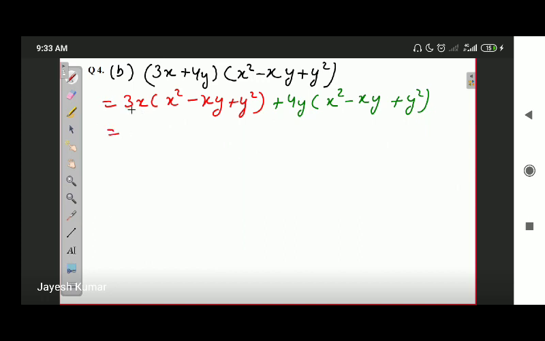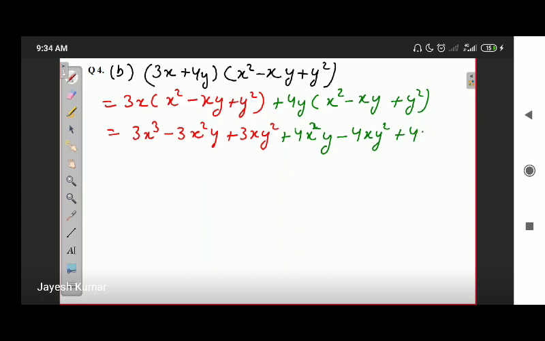So we will multiply 3x into x square, 3x cube. 3x into minus xy, this is minus 3x square y. 3x into y square, this is plus 3xy square. After that, 4y into x square, that is 4x square y. 4y into minus xy, that will be minus 4xy square. And 4y into y square, that will be 4y cube.